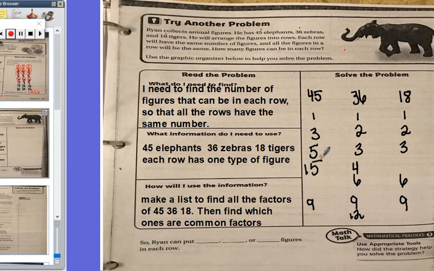So 3 times 15 is 45. Okay, and then, let's see, I also mentioned 18 for 36.